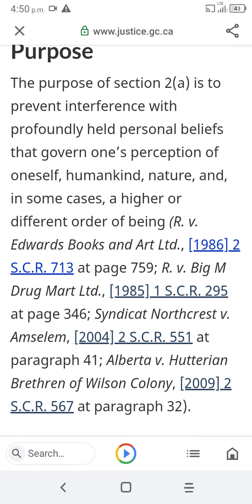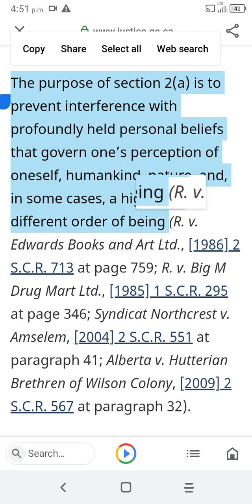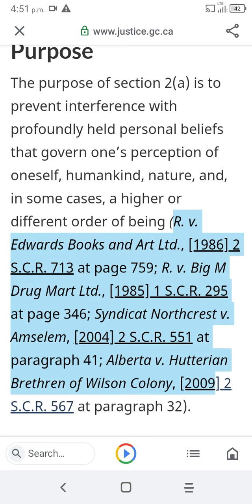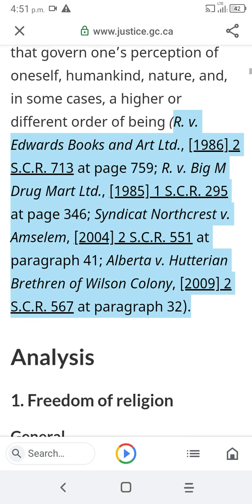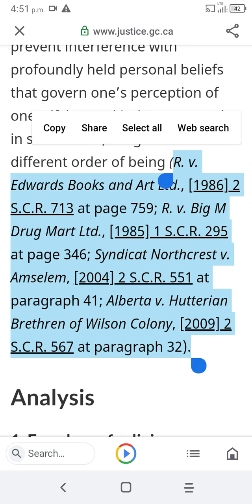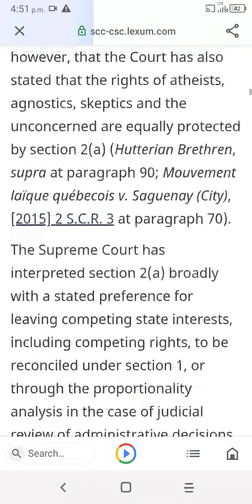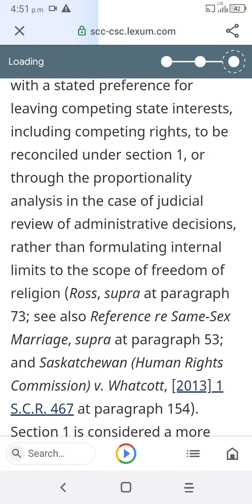The purpose of Section 2A is to prevent interference with profoundly held personal beliefs that govern one's perception of oneself, humankind, nature, and in some cases, a higher or different order of being. So, when you're reading, you're going to find that it's full of citations. This is the meaty information that you want as a layman. Then here's where all that essentially was worked out. Okay, then you go to the analysis. It talks about the general of it, and then it'll talk about methods.